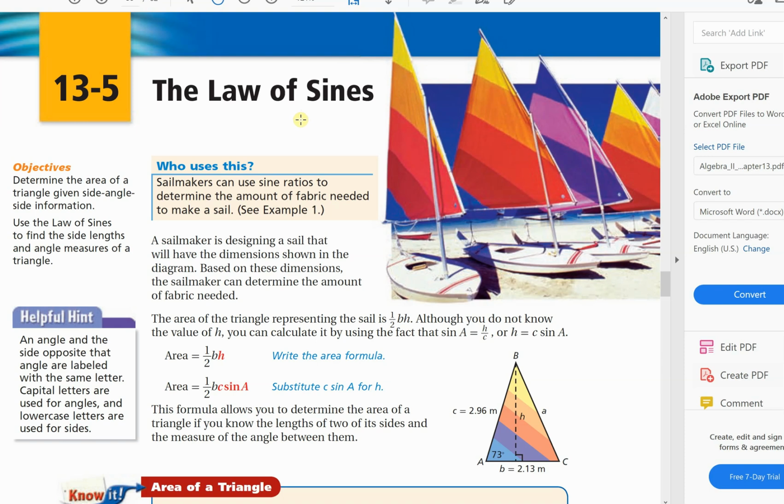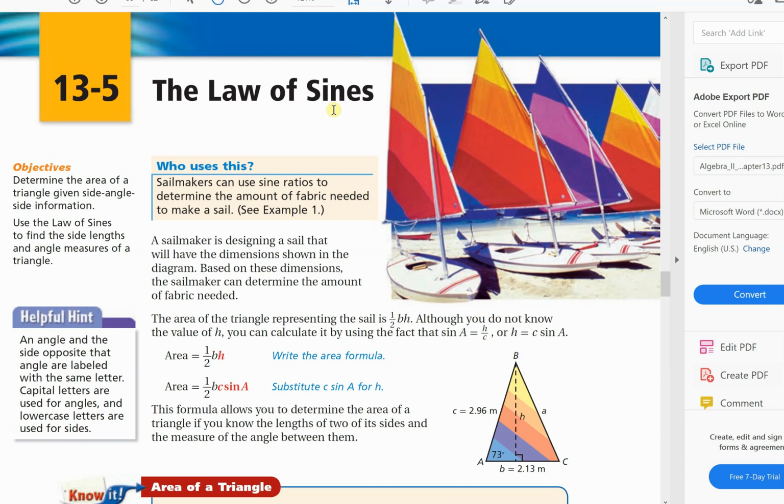Today we're talking about section 13.5, the law of sines, and then 13.6, the law of cosines. Very different than all that unit circle stuff we've been talking about up till now. A little bit different. You probably remember this from geometry.